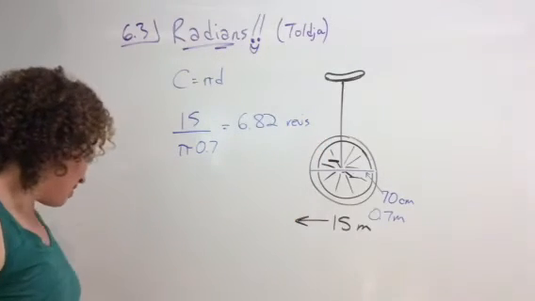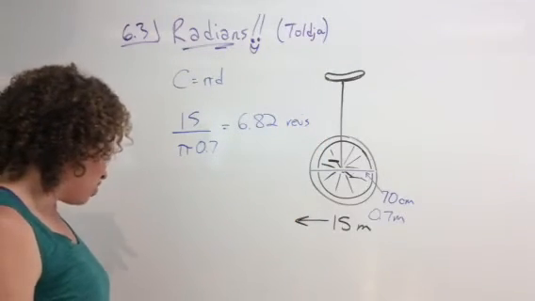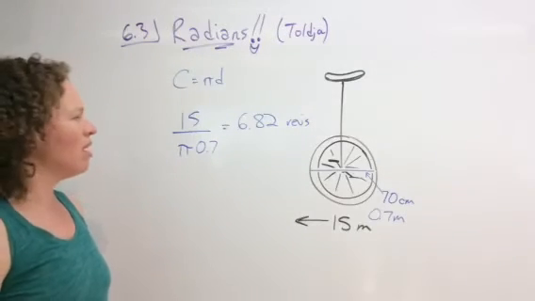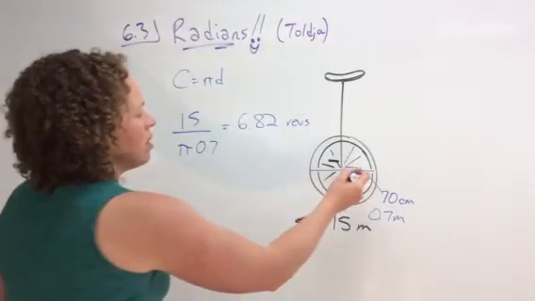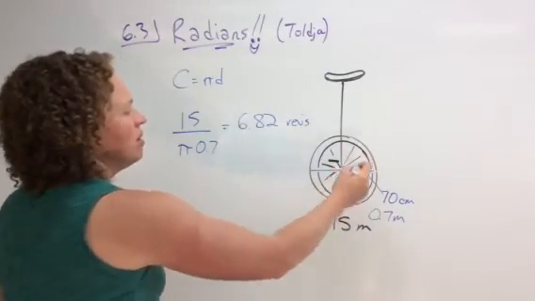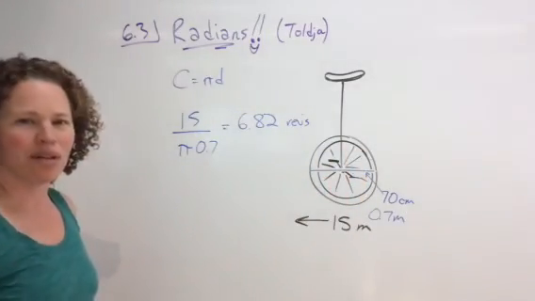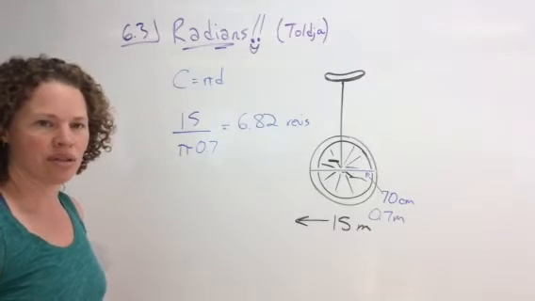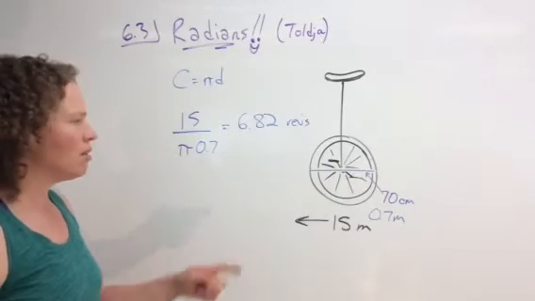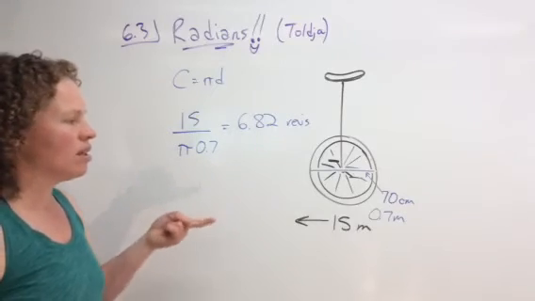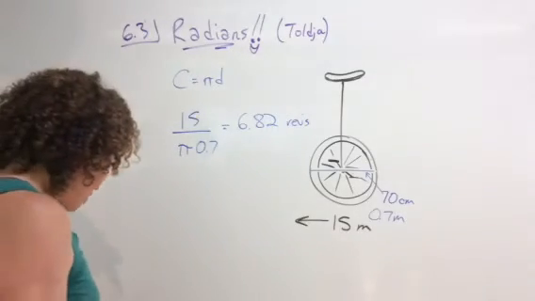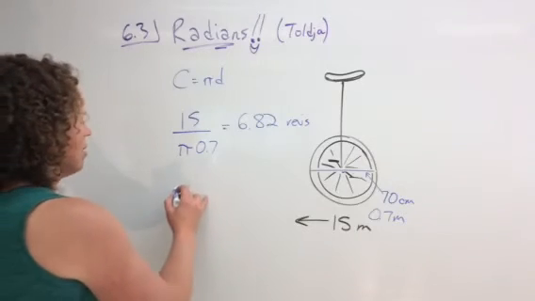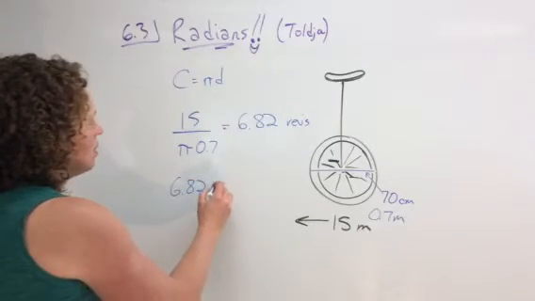And the second part says, to the nearest degree, through which angle does the wheel turn? You don't want to do 1, 2, 3, 4, 5. No. We want to go, well, how much is 1 worth? Well, 1 revolution is worth 360 degrees, right? Well, I have 6.82 of those, so the way to figure that out is I'm just going to multiply that by 360.